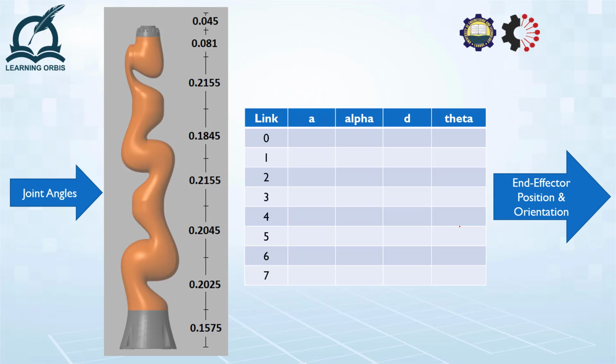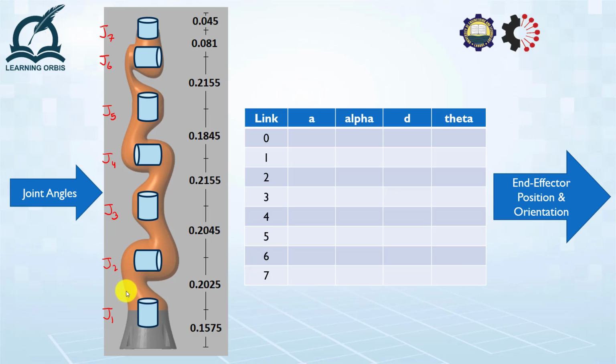So I'm going to overlay the joints over here. These cylinders are showing you the joints which are present inside this robot. I'm going to label them over here. We have joint 1, then joint 2, and similarly I can label all the others. So we have 7 joints from J1 to J7.